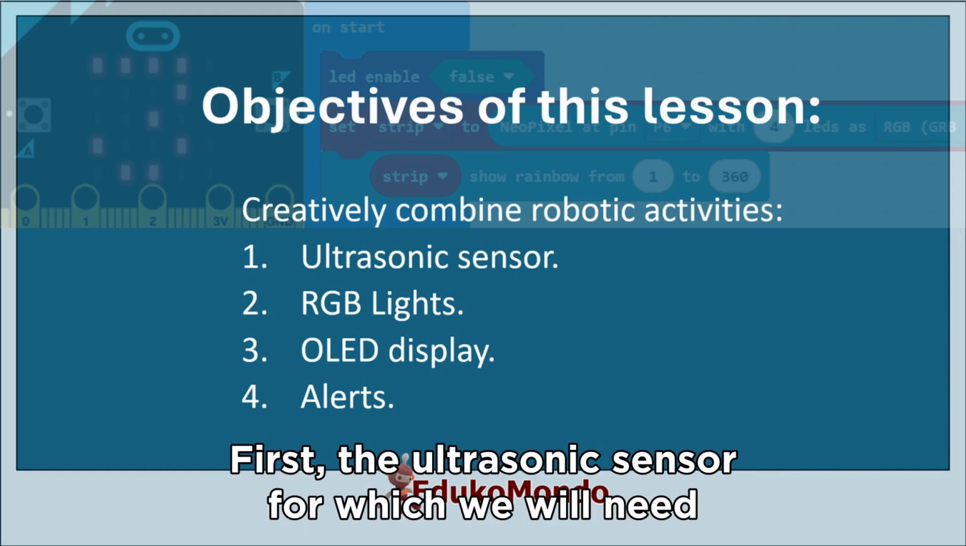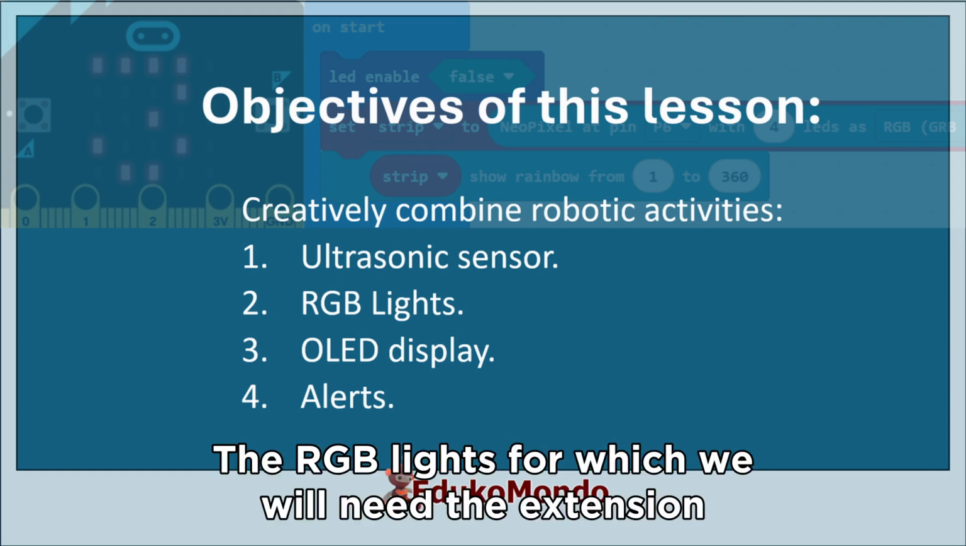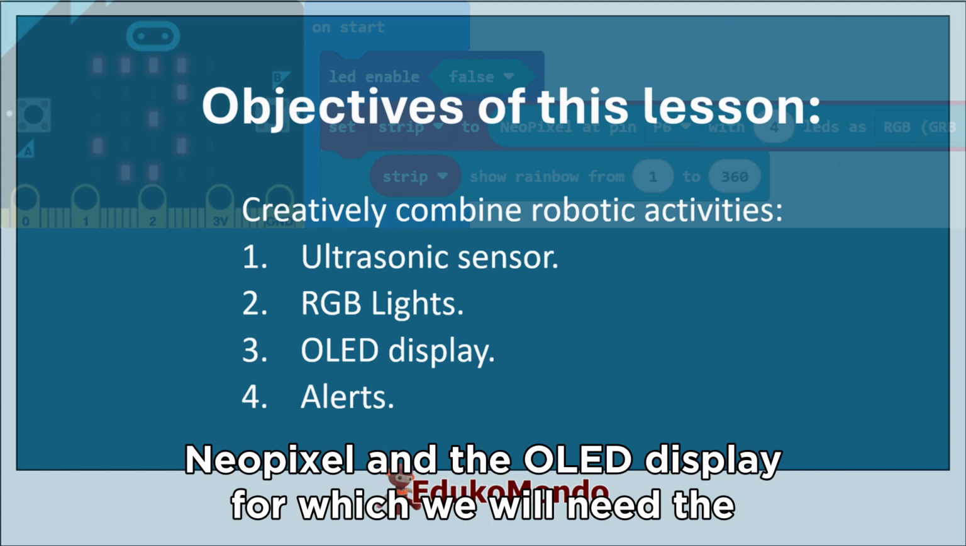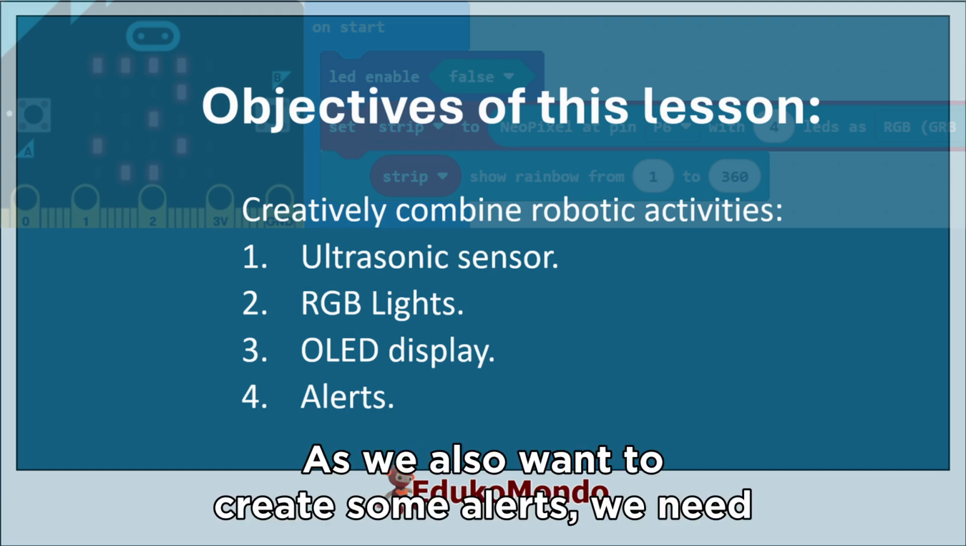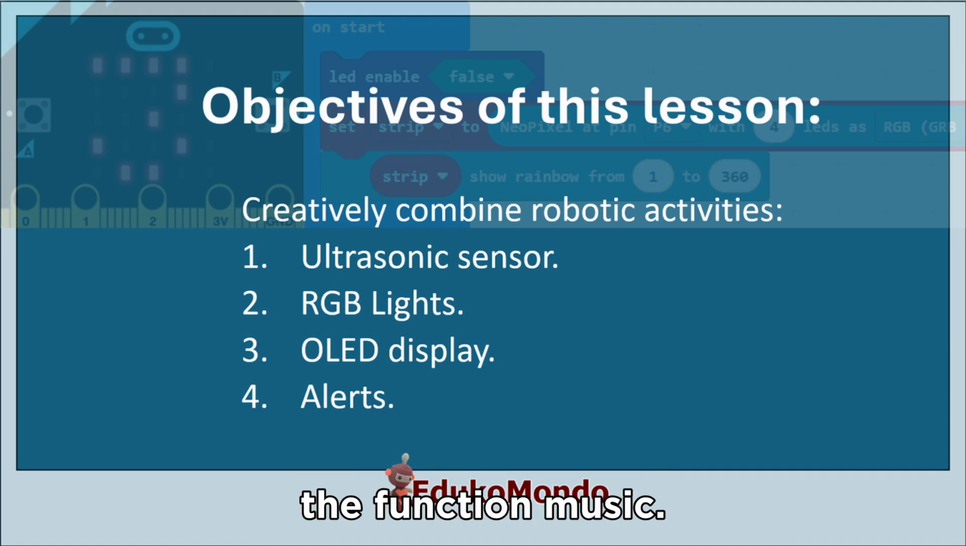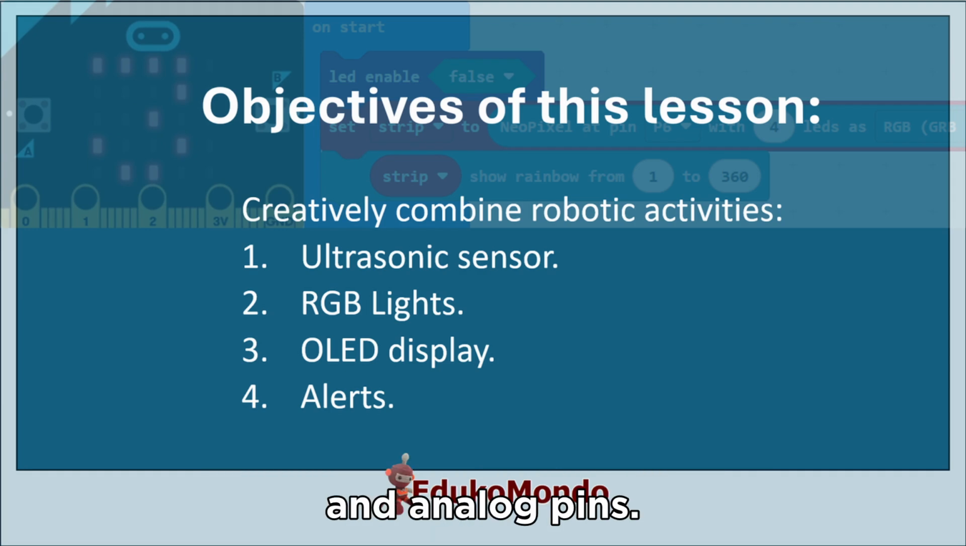First, the ultrasonic sensor, for which we will need the extension Sonar. The RGB lights, for which we will need the extension NeoPixel, and the OLED display, for which we will need the extension OLED 12864_I2C. And as we want also to create some alerts, we also need the function music. The remainder will be reading and writing from digital and analog pins.